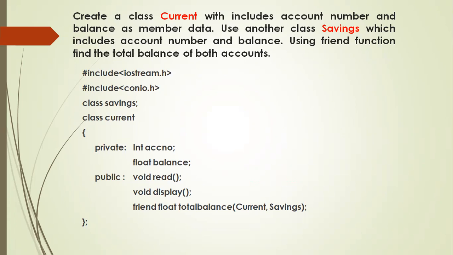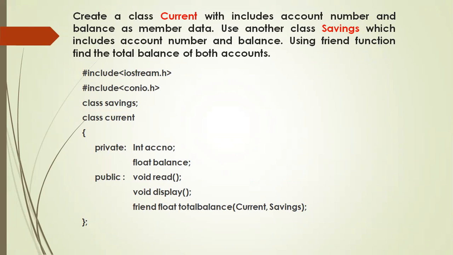Let us start with the first class. Class current, private: int account number, float balance. The two private member data of the current class are account number of integer type and balance of float type. The two member functions are read and display. The read function does not accept any argument and does not return any value, so the prototype is void read. Similarly, the display function does not accept any argument or return a value, so the prototype is void display.